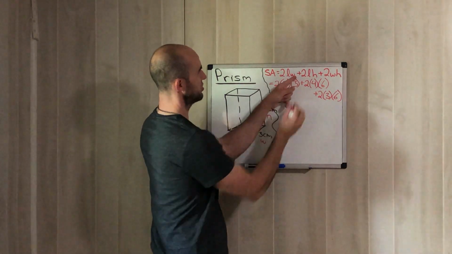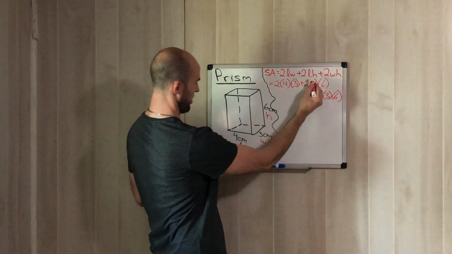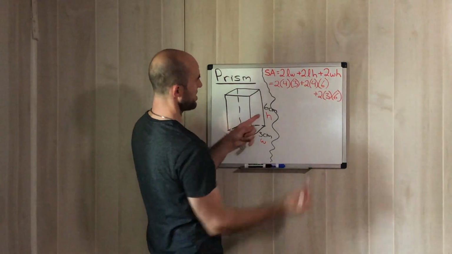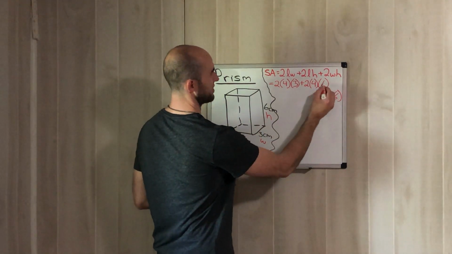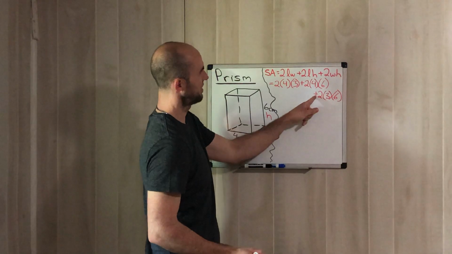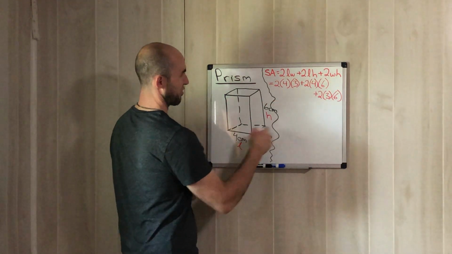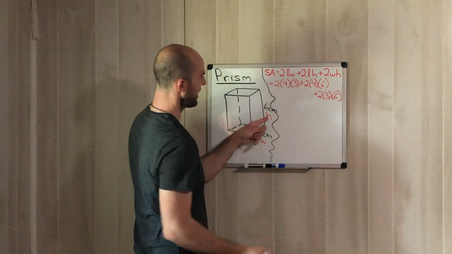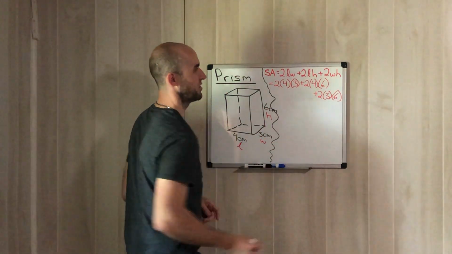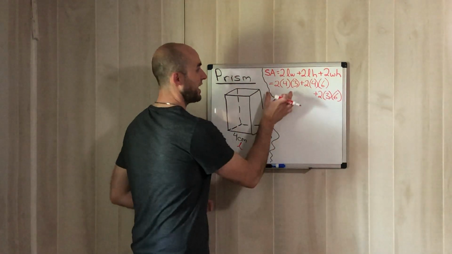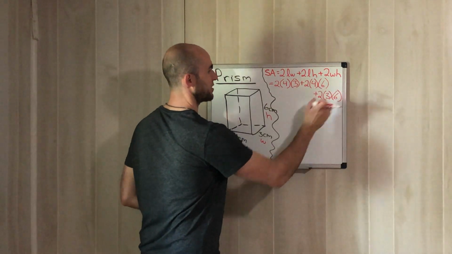Plus, second part, 2, length was 4, height was 6. So 4 and 6, plus, last part, 2. We know that the width is 3, and we know that the height is 6. So that's where we got our 3 parts from. And again, you're going to have first part, second part, third part.